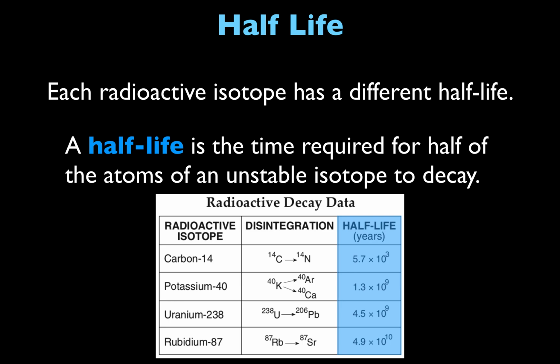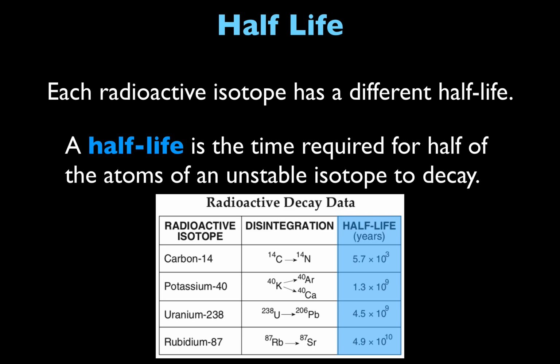So for example, if you have 100% carbon-14 to start, for that carbon-14 to be cut down to 50%, half, it takes 5.7 times 10 to the third years. It will always take that long to be cut down by half. And as you see, the other radioactive isotopes have a different half-life.